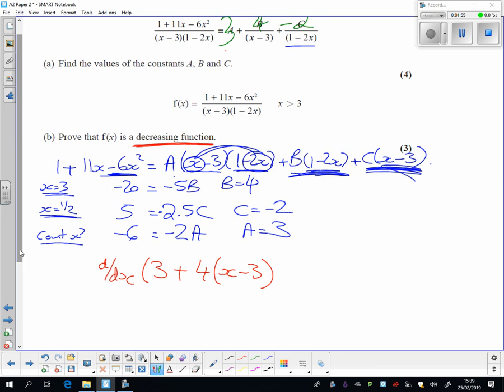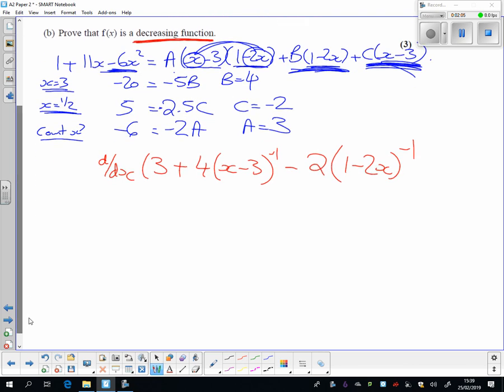4 lots of x minus 3 to the power of minus 1, and then minus 2 lots of 1 minus 2x to the power of minus 1. Differentiating. That just disappears, and here, the bracket stays the same, the power goes down by 1, I've got 4 times by the power times by the number of x's there, so I've got a minus 4 coming out here.